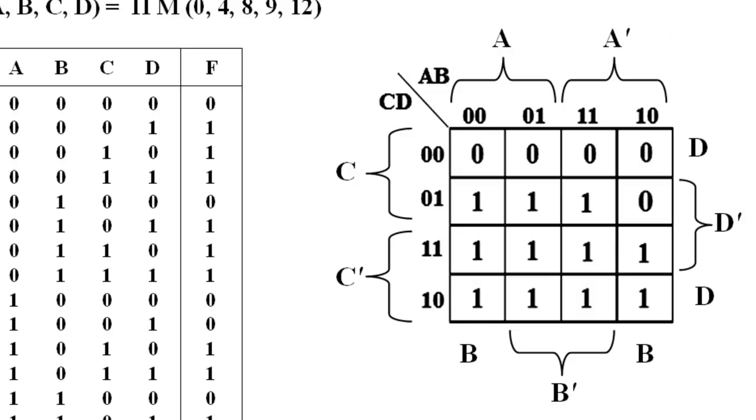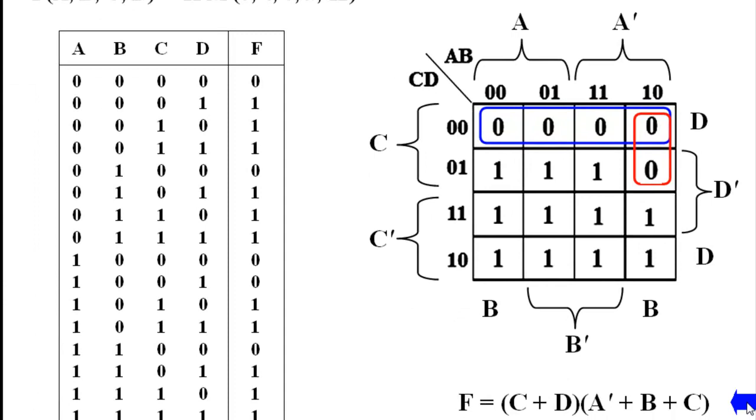Now we group the adjacent squares that contain zeros, as shown. And this expression represents the minimum product of sums for f. The first term, which is C plus D, is derived from the blue group because the blue group contains A and A prime, so we eliminate A, B and B prime, so we eliminate B, C, so we write C, and D, so we write D.